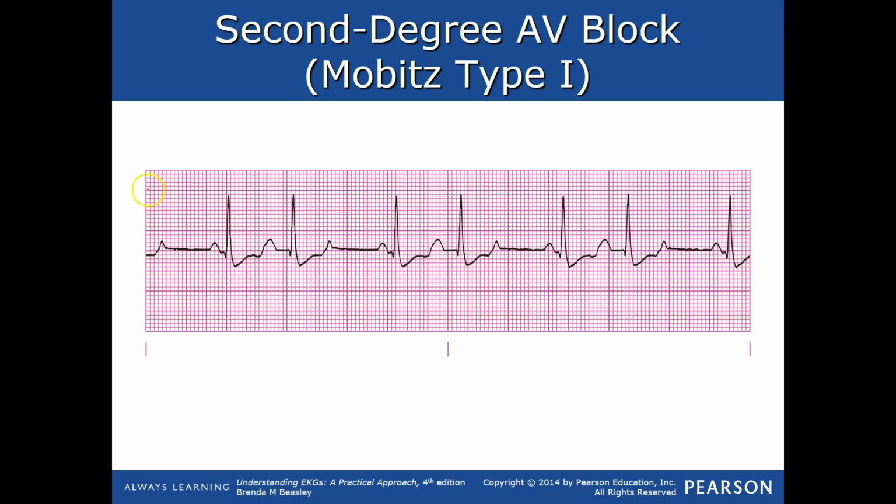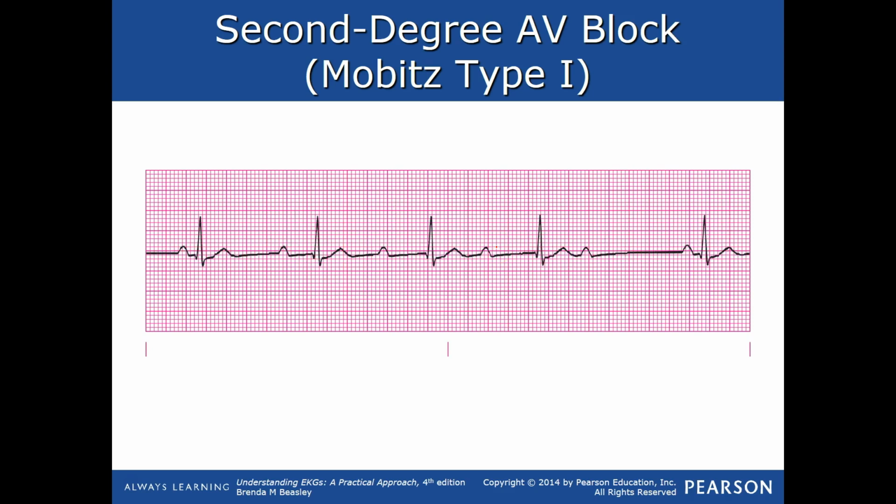So looking at it again, we see that here's normal. We have a delay, and then we have a drop beat. We should have another QRS right here. So normal, delay, and another drop beat. The whole key to this is that there is a drop beat, and it's progressive.